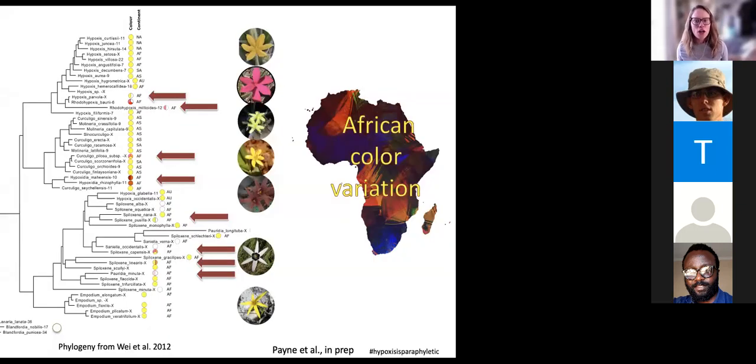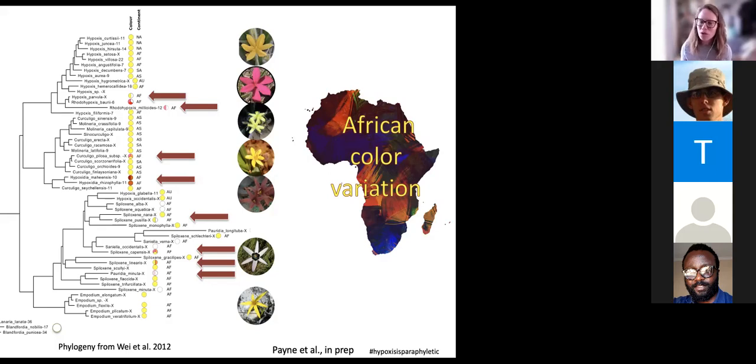We wanted to learn about color origins and transitions across the family. To do this, we used a phylogeny from Wei et al. in 2012, and we started out by mapping color. We scoured different field guides, descriptions, monographs, even iNaturalist and other online sites where photos of the flowers were taken, so that we could identify different colors within the family.